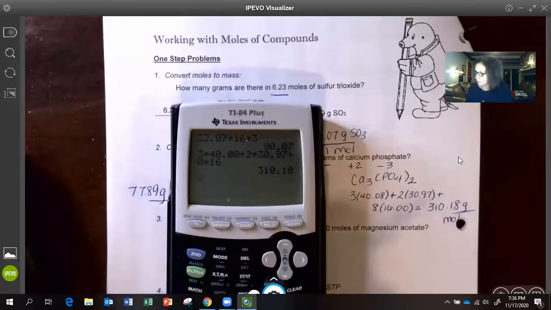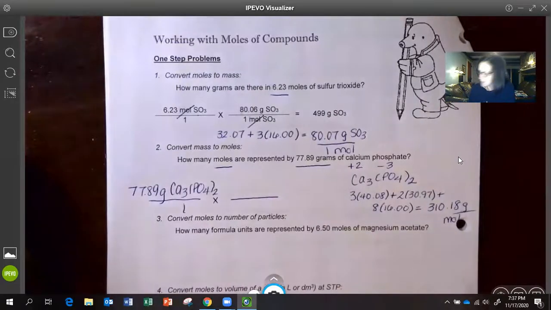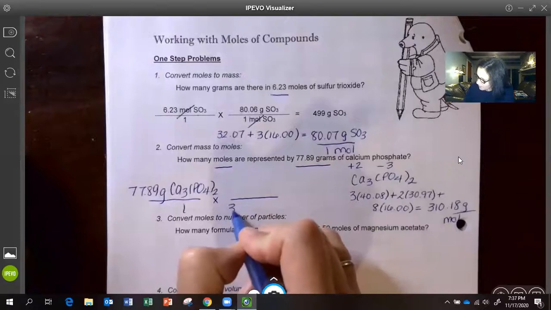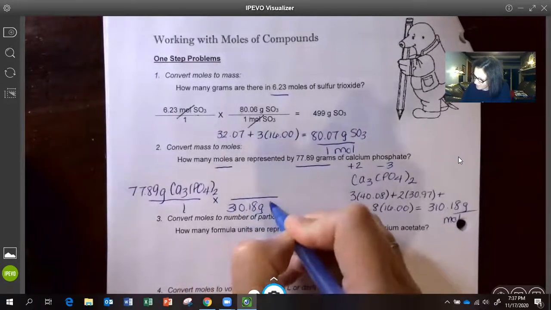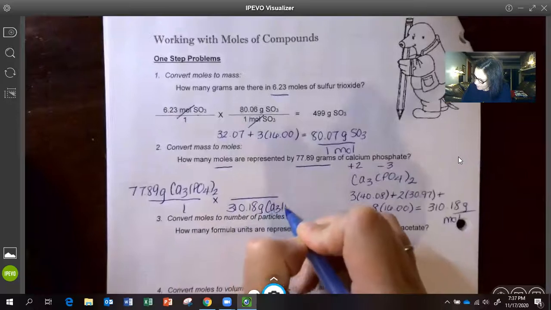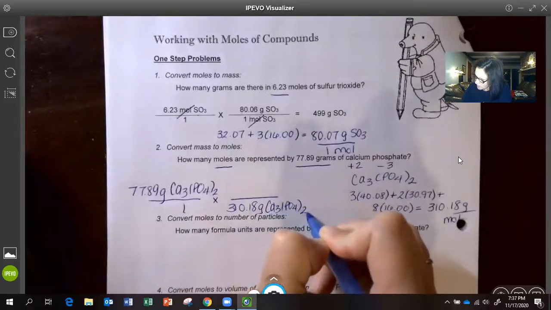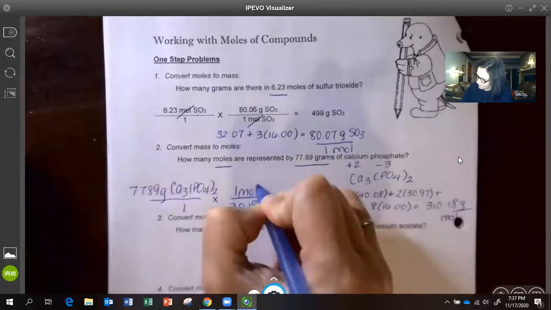So using our molar mass that we calculated, 310.18 grams per mole, I'm going to use that as a conversion factor. 310.18 grams of calcium phosphate per 1 mole.